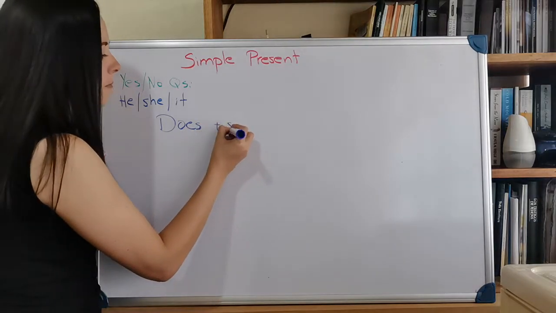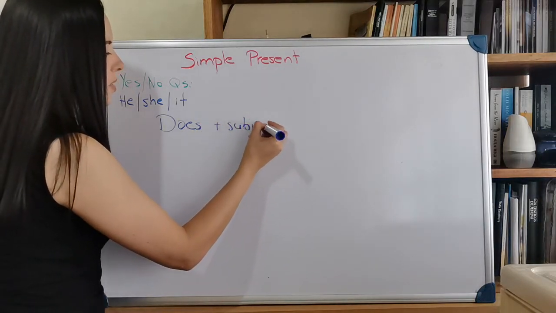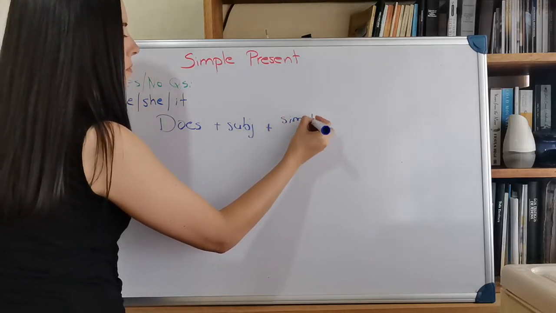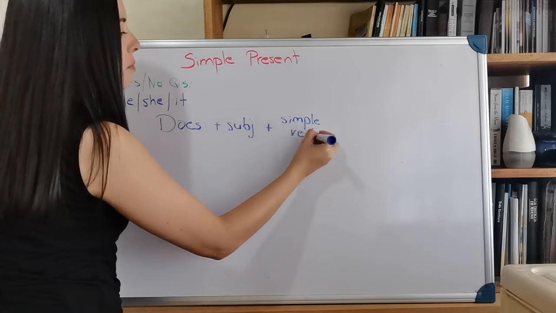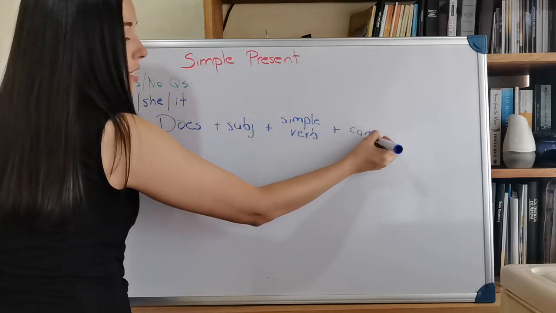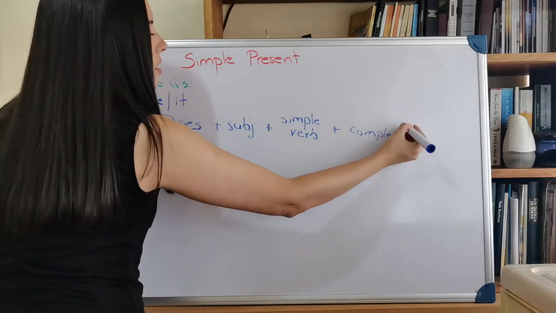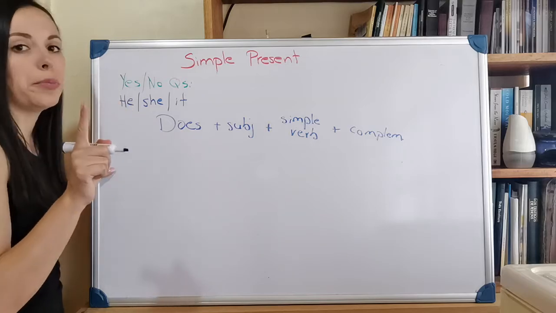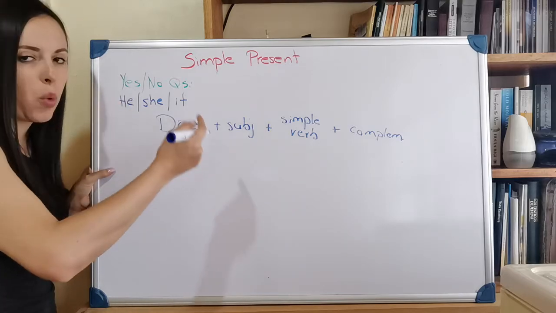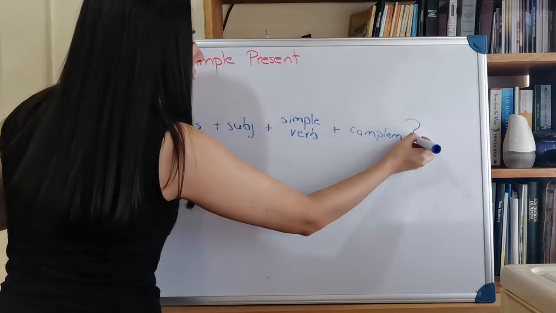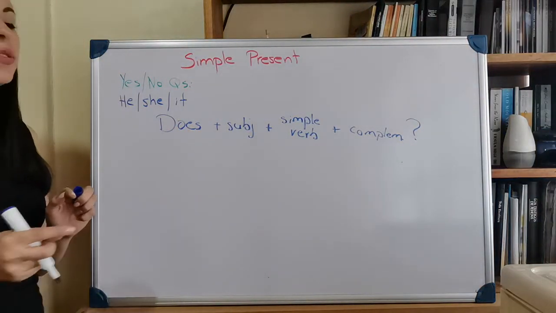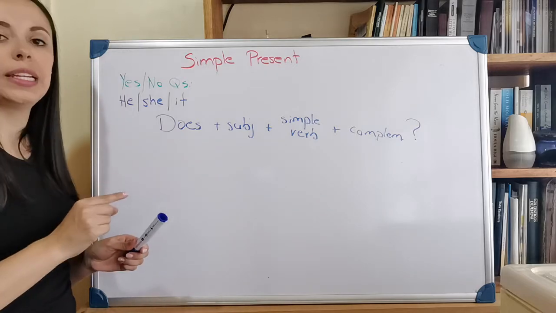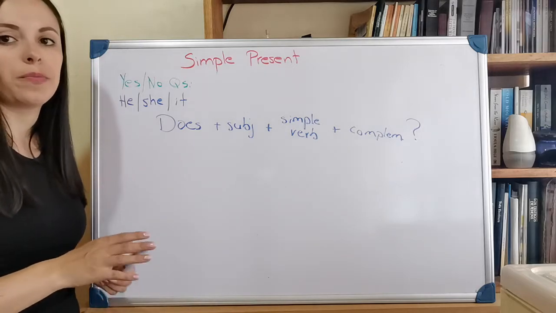Does plus the subject plus the simple verb plus the complement if necessary. Remember that the complement is sometimes necessary, sometimes is not. And remember, what do we need to have a question? Of course, a question mark. If we write a question without a question mark, that's an incorrect sentence, right? We need to have a question mark at the end, otherwise it is not a question.